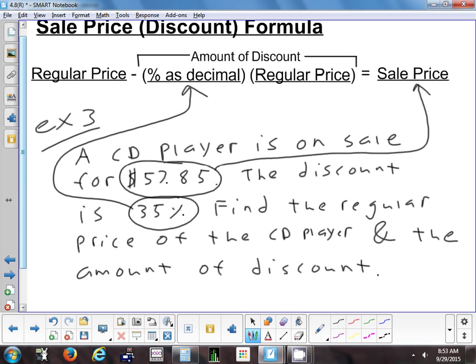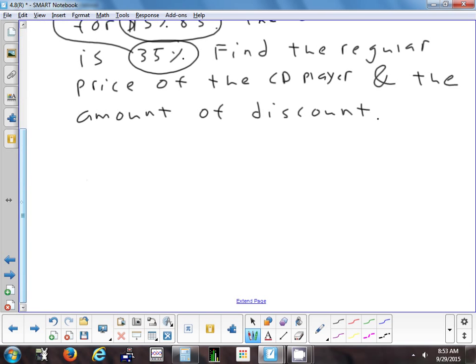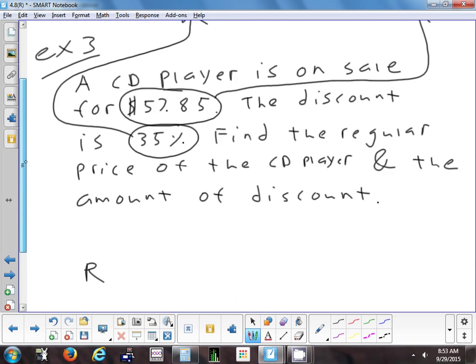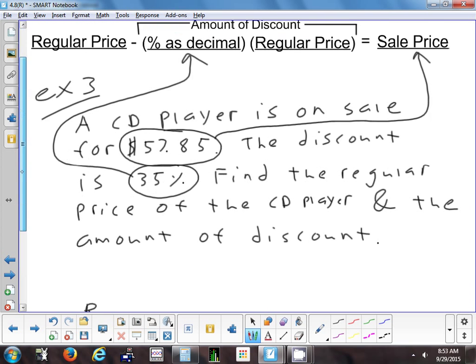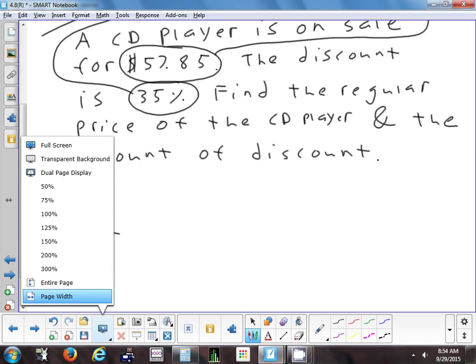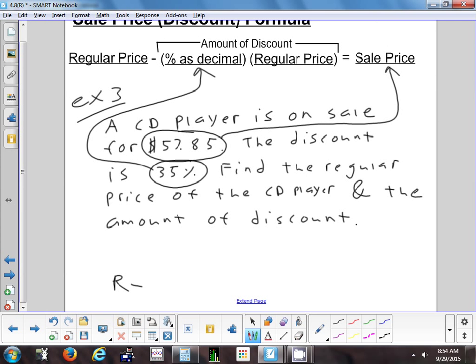Ben, how are we going to represent regular price? R. Yep. So we got R minus, okay, copy that down, minus my percent as a decimal. Okay, Alex, you think you can change that 35% to a decimal for me? Nice, 0.35.